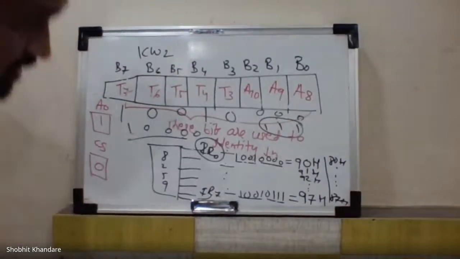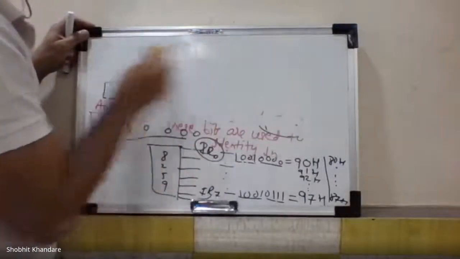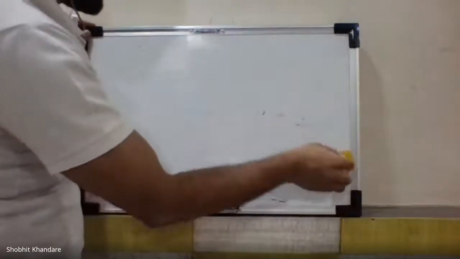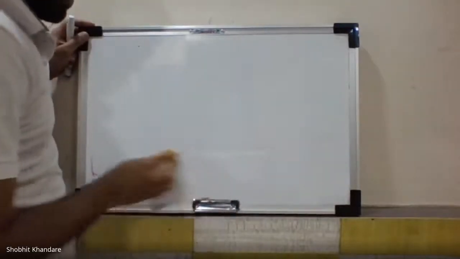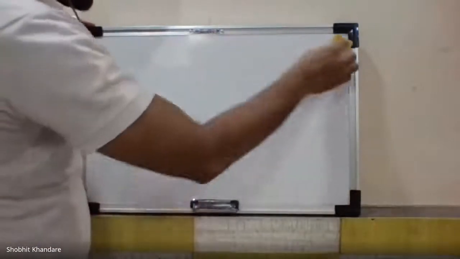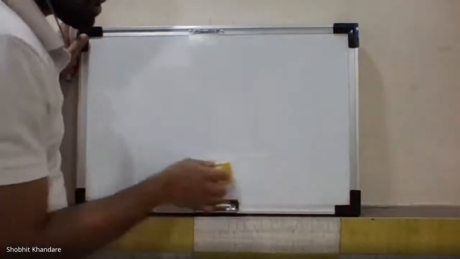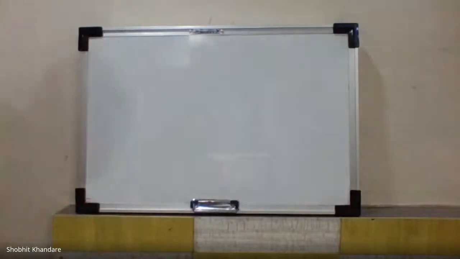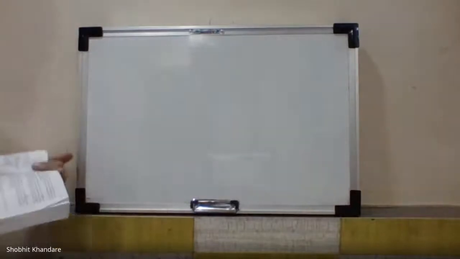We will go with ICW3 now. ICW3 is mostly used when I am using cascade, that is master and slave. So ICW3 is a special initialization command word when you are having cascade mode. Now what is its format? That is ICW3.